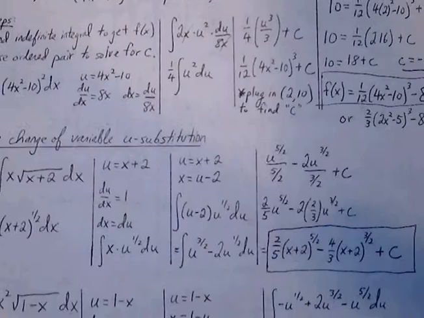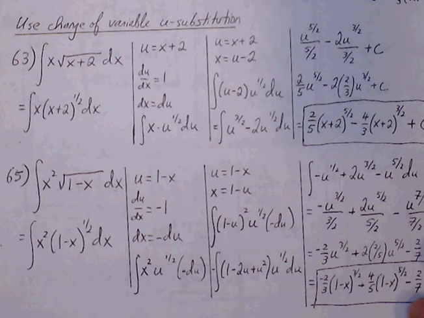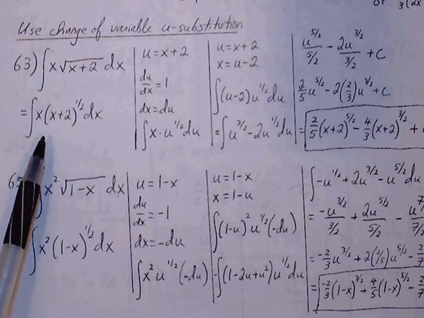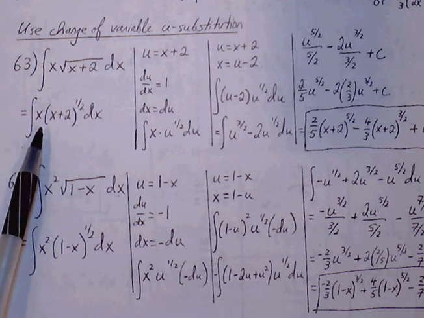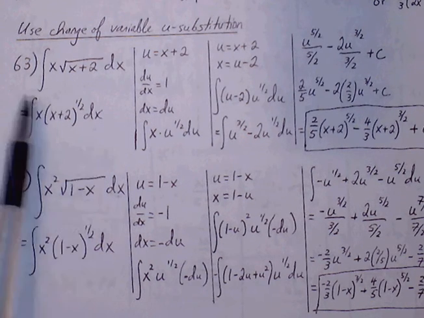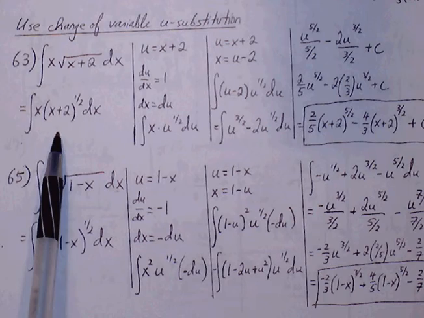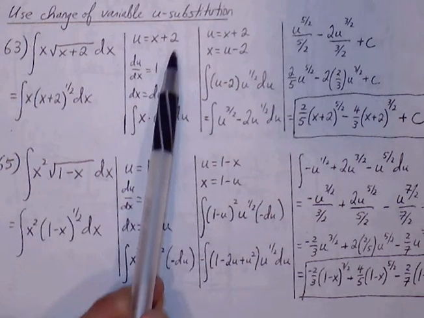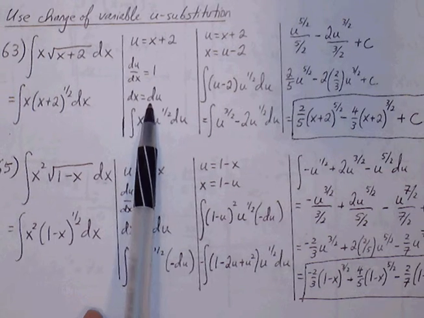These are change of variable problems where we go through U-substitution, but our variable does not cancel out, so we have to make an additional substitution. Okay, rewrite this using parentheses. U value is x plus 2. Du over dx is 1. Solve for dx. Dx equals du.